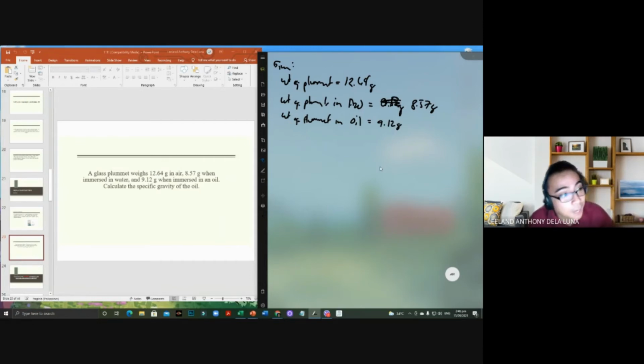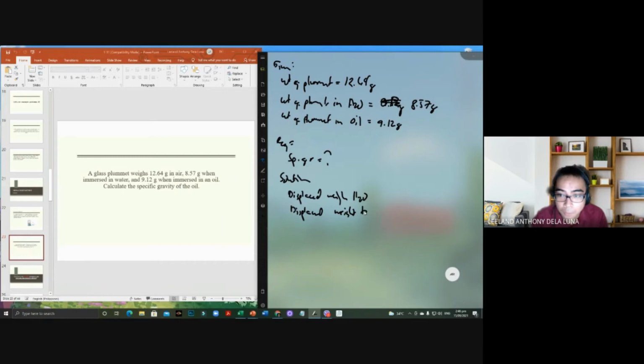Okay? So now, class, kukunin ko lang muna ang mga difference sa mga to. Ano bang actual weight nila without the plummet? Pero technically, pwede mo itong idiretso eh. Kahit wag mo nang i-subtract. Okay, pero again, gusto natin makuha yung displaced, total weight displaced eh. So therefore, required equals specific gravity, which is unknown. So solution natin, displaced weight for water, tapos displaced weight for oil.